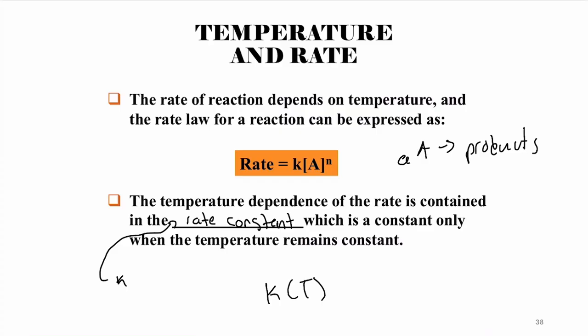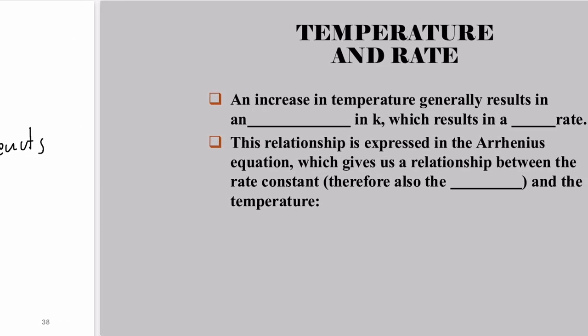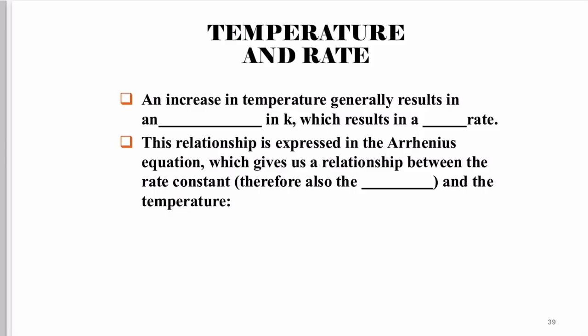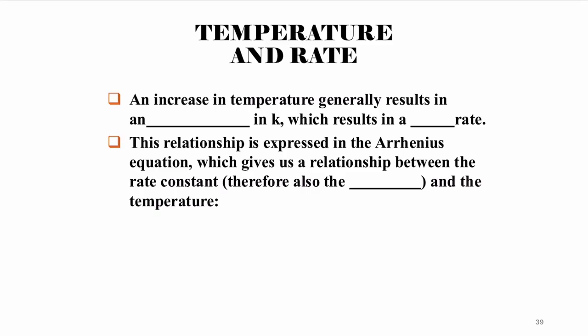So if you think about it, as you increase the temperature, the slope increases, which means that the reaction is happening faster because we're getting to a smaller concentration faster. And so the increase in the temperature generally results in an increase in k and a larger rate of reaction.